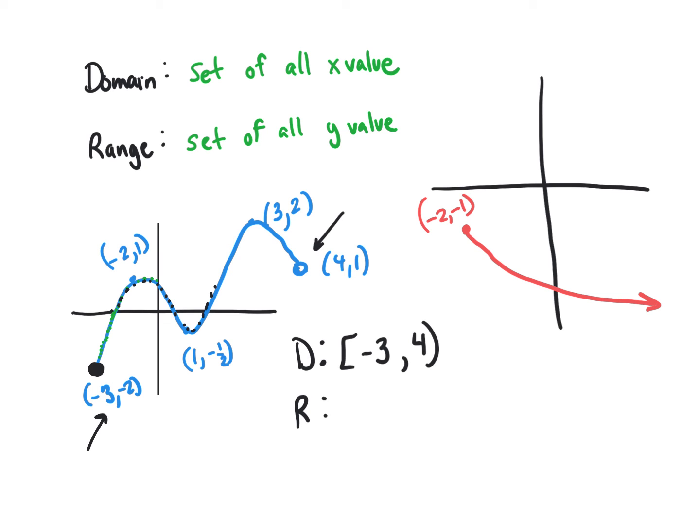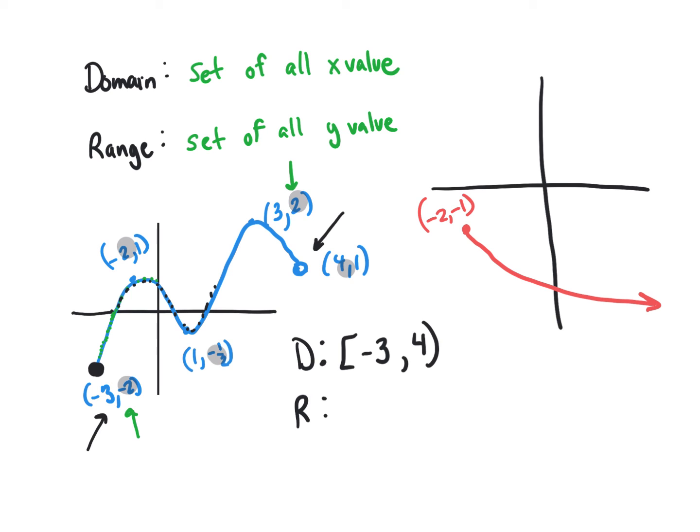Range is the same thing, but range is the y value, so the up and down. So if I look at all these y values, and again, it's not just these points, there are infinitely many points. I think the smallest y is this -2. It doesn't have to be at the same point as the x, but it is here. And I think the biggest y is this 2. There are no points that have a y bigger than that or smaller than -2.